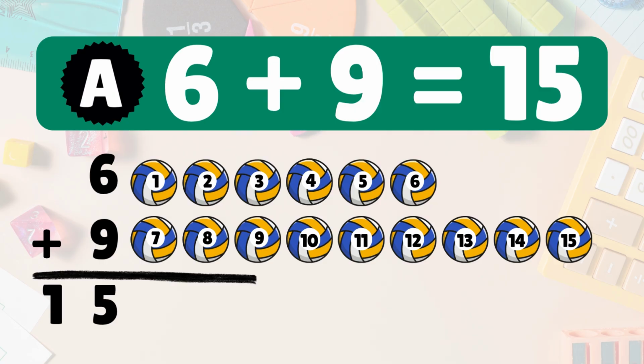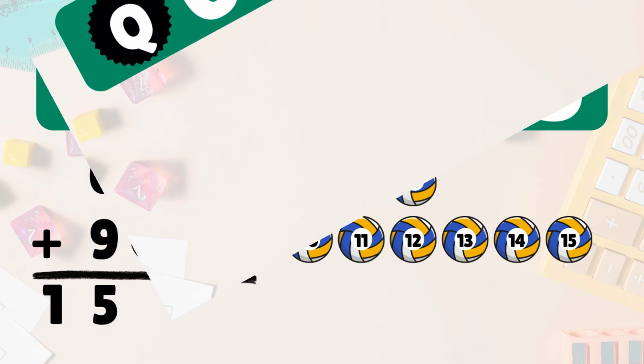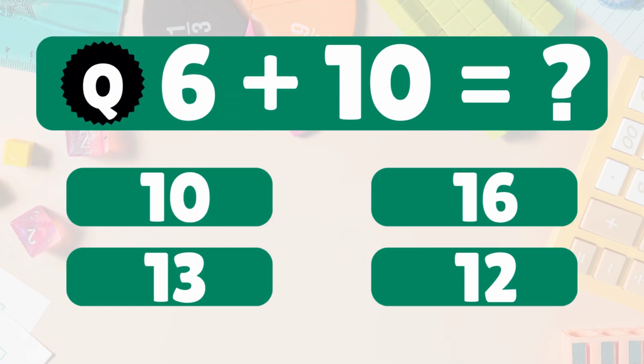6 plus 9 equals 15. Let's count together. 1, 2, 3, 4, 5, 6, 7, 8, 9, 10, 11, 12, 13, 14, 15. You've got this. 6 plus 9 equals 15. Awesome. Next, 6 plus 10 equals?